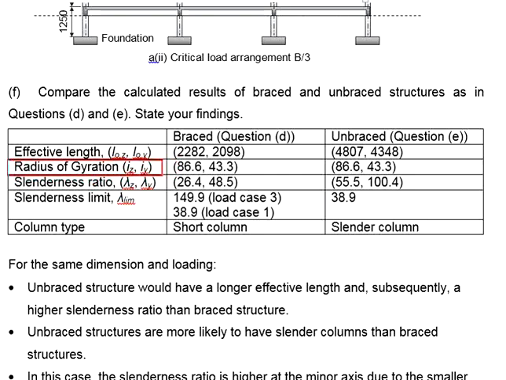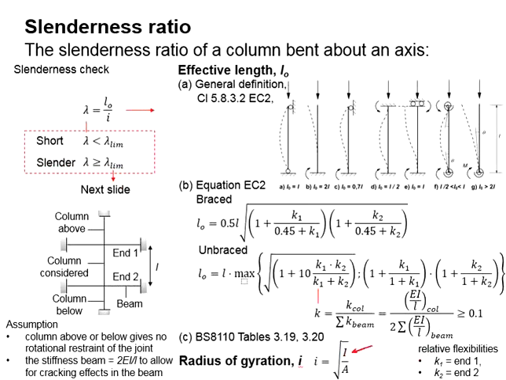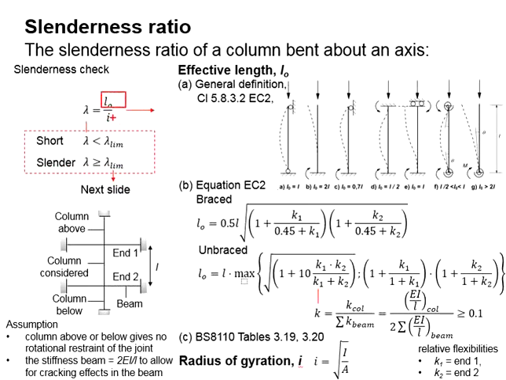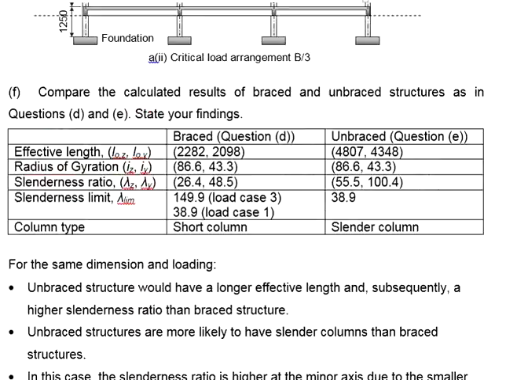The radius of gyration is the geometrical property of the column. It is determined by moment of inertia as well as the cross-sectional area of the column. This property is not affected by the type of the structures. Therefore, the values remain the same. The slenderness ratio is calculated by dividing the effective length with the radius of gyration. That means you are talking about dividing this with this. When the effective length differs, the calculated slenderness ratio differs.